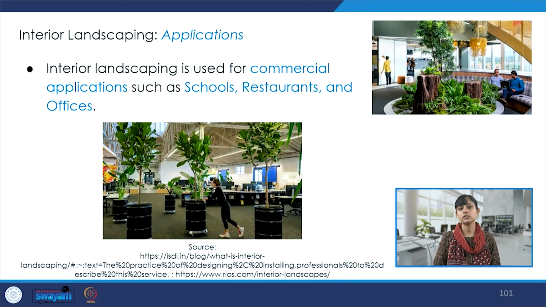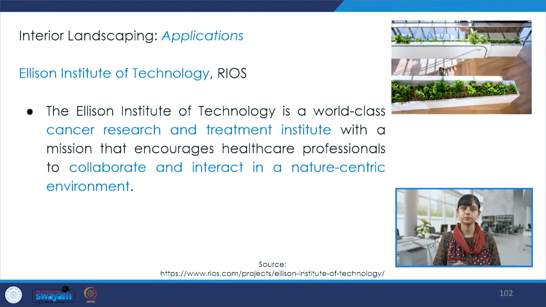Some of the applications could be commercial applications such as in schools, restaurants, offices. I just talked about also the airports where we are using interior landscaping these days, the transit stations. All kinds of spaces are now facilitating and showcasing interior landscaping. Again, some applications over here.